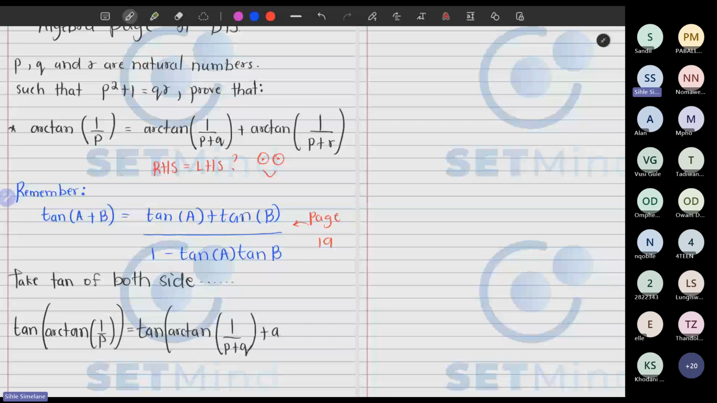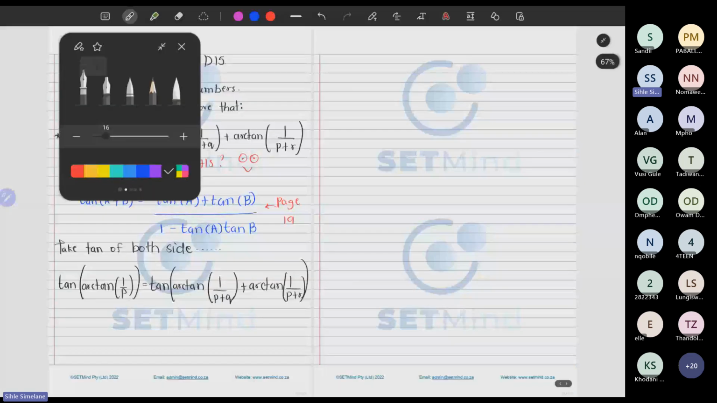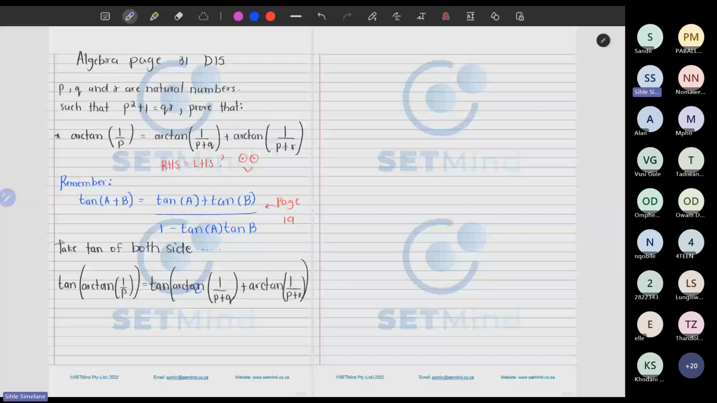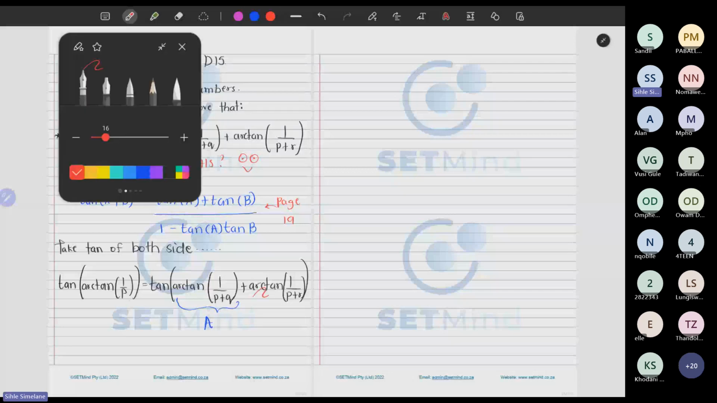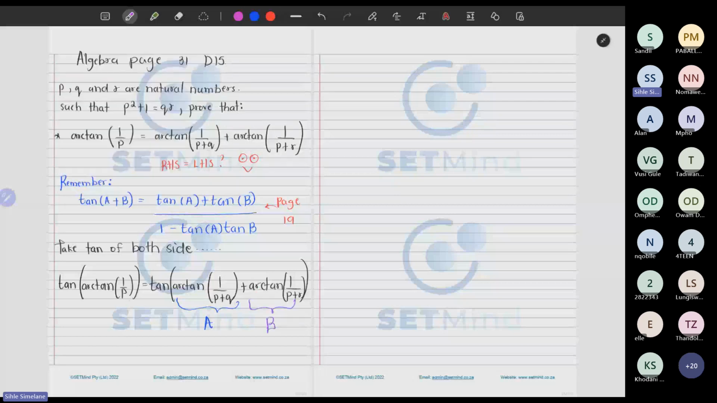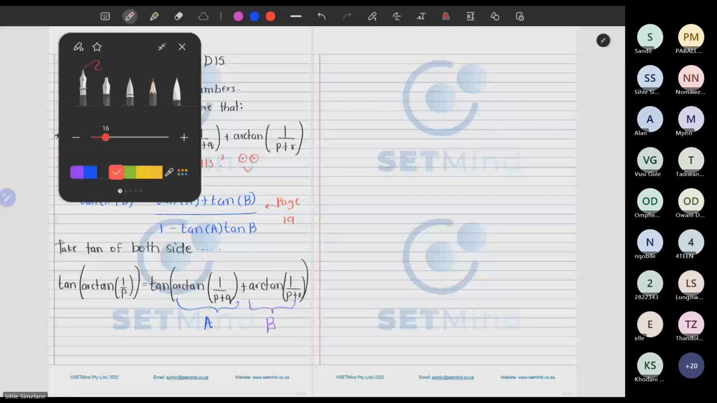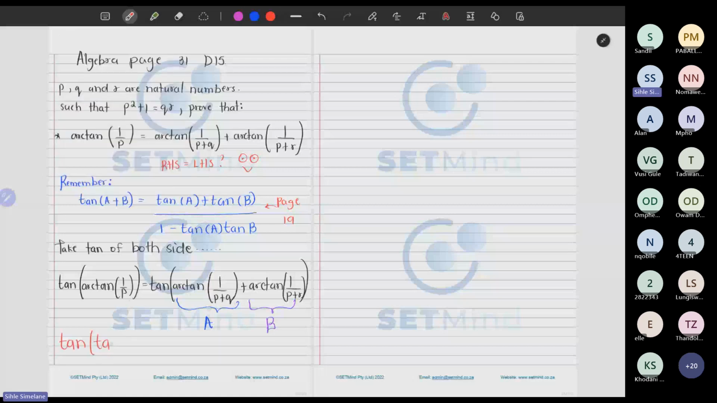So if you look carefully, all what I have now here is simply tan of, I'll take that and make it to be A, so that I simplify it, and I take the other part, this one here, and we make it to be B. Okay, but if you can tell me, you remember, what is tan of something? We are dealing with the left-hand side now. You remember, what is this going to be equal to?